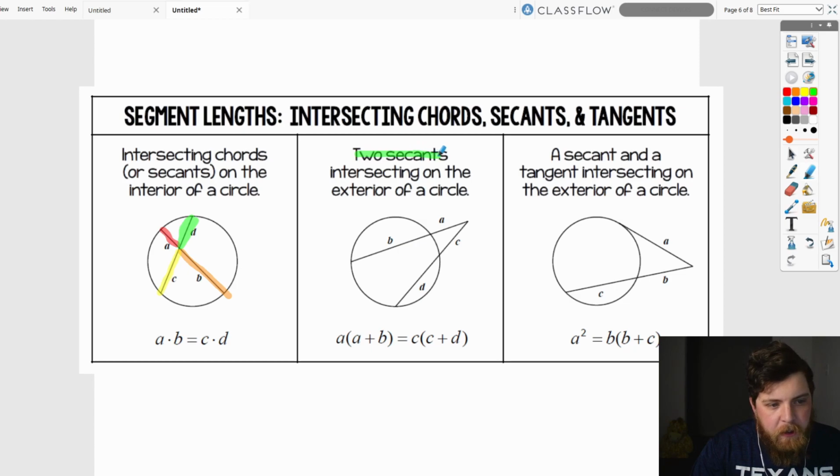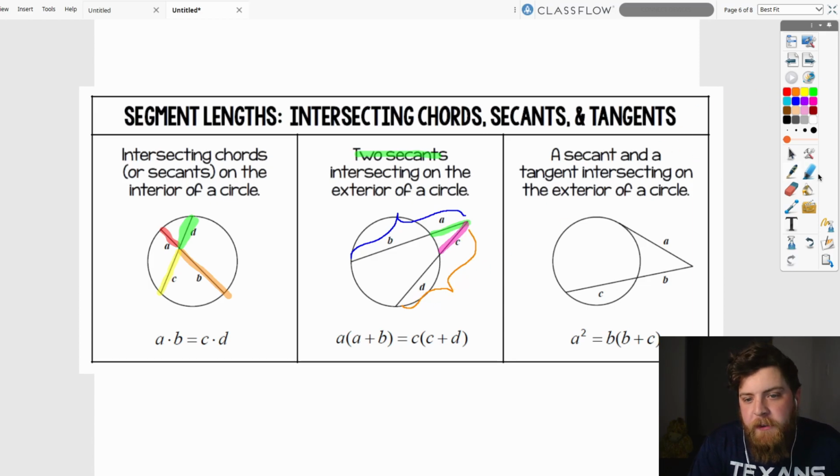If you have two secants, so things that cut through the circle, you have to take what's on the outside and multiply it by the entire length, right? So A plus B is going to be equal to what's on the outside, what's on the exterior here, times its entire length, right? So in this case, it would be C plus D.